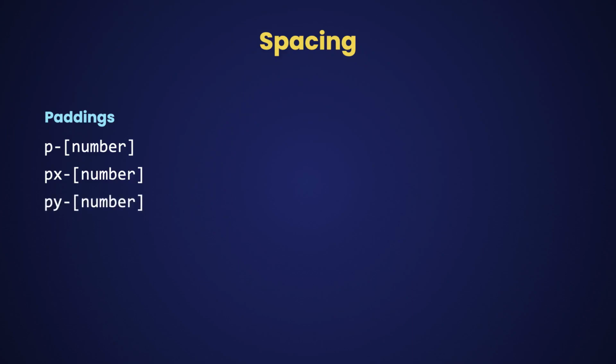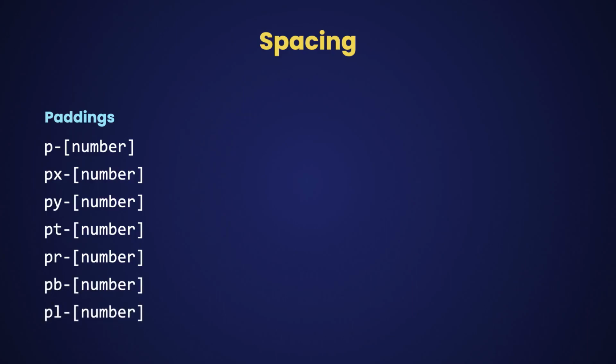So in Tailwind, we have a ton of small utility classes. For example, for controlling paddings, we have a bunch of classes that start with P followed by a number, which can be 1, 2, 3, 4, and so on. The larger the number, the more padding we'll have. We also have PX for applying horizontal padding. This is the same as applying a left and a right padding. We also have PY for vertical padding. We have PT for padding top, PR for padding right, PB for padding bottom, and PL for padding left.